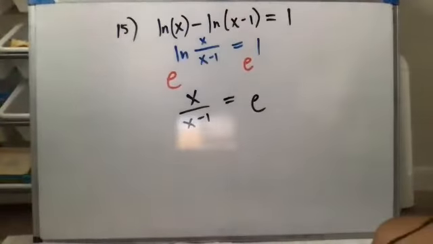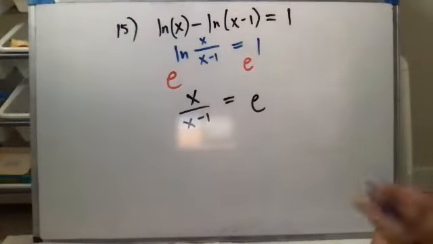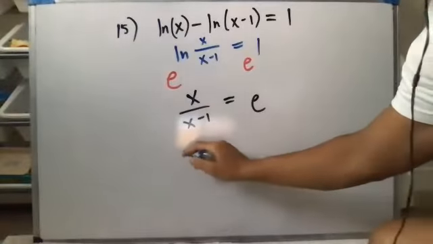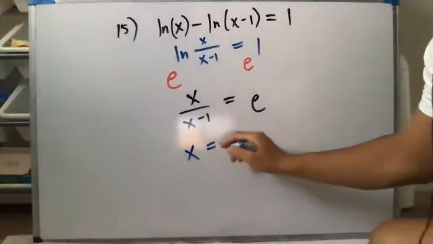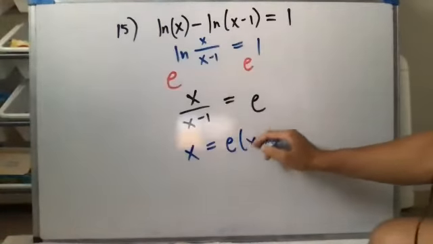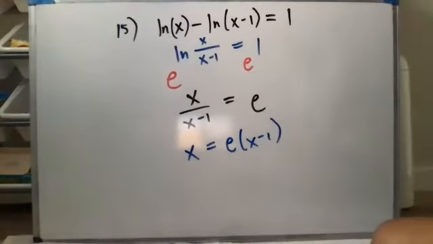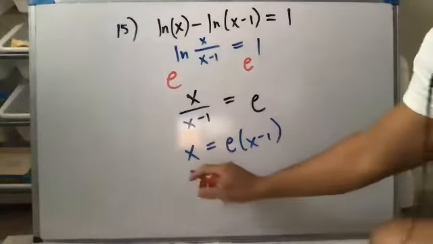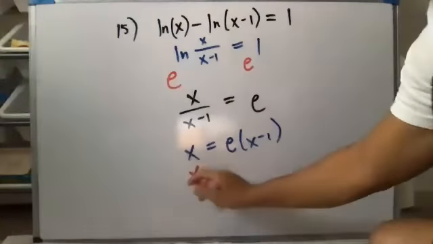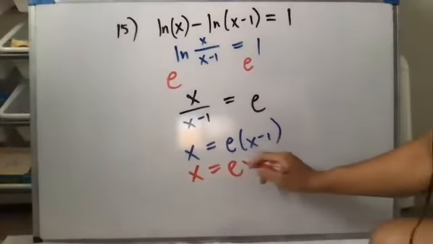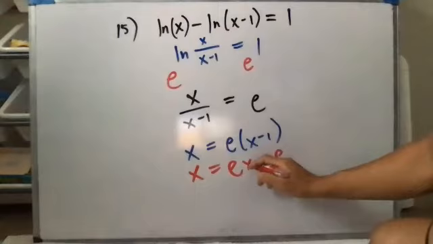Okay, so I think I see why this might be tricky. To solve for this thing, I'm going to multiply both sides by x minus 1. So I'm going to get x is equal to e times x minus 1, right? Then I want to distribute that e. I'm trying to gather all my x's on one side, but first I need to expand. So it's going to be x is equal to ex minus e. Yeah, we distribute that e.